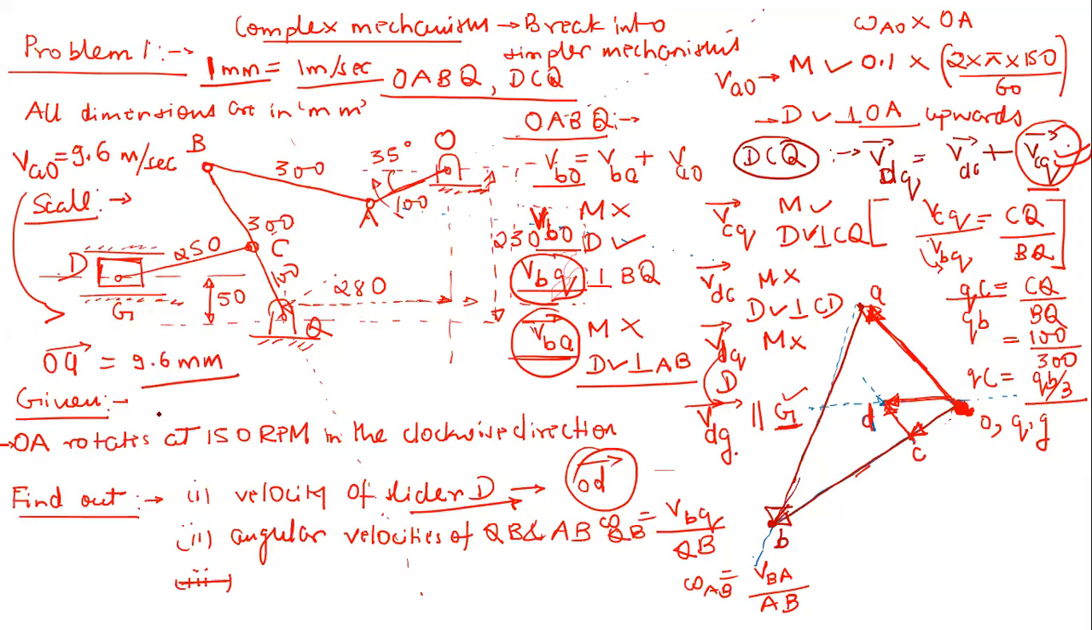9.6 mm, right? That is close to 10 mm. So I think it is possible to draw this on your sheet. But what will happen is that your line will be very small. It will be very small. So better then, let us again reduce the scale.